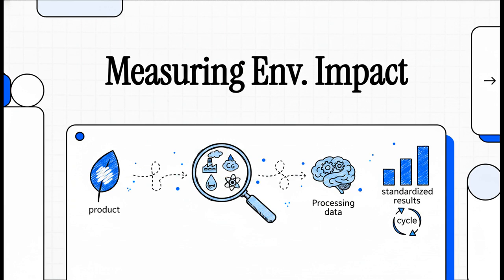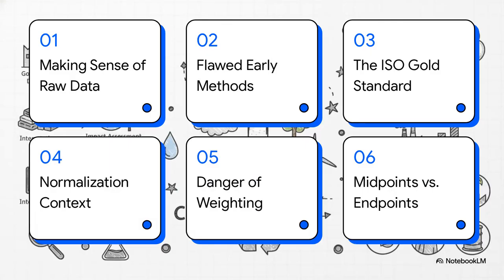real, standardized environmental science. Okay, here's our structural roadmap for today. We'll start with 1, making sense of raw data. Then 2, the flawed early methods. 3, the ISO gold standard. 4, adding context with normalization. 5, the danger of waiting. And finally, 6, midpoints versus endpoints.